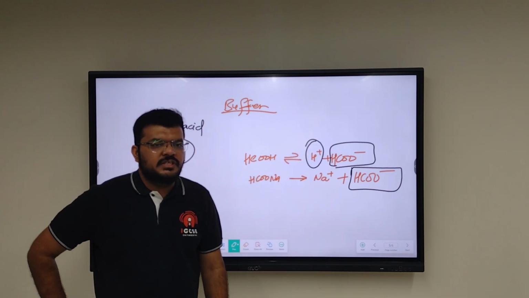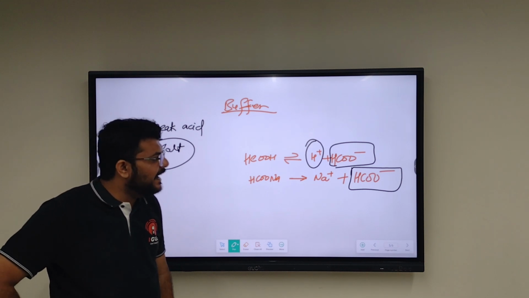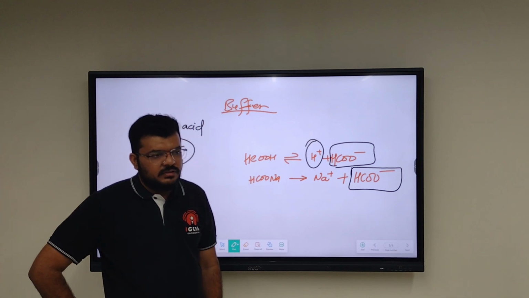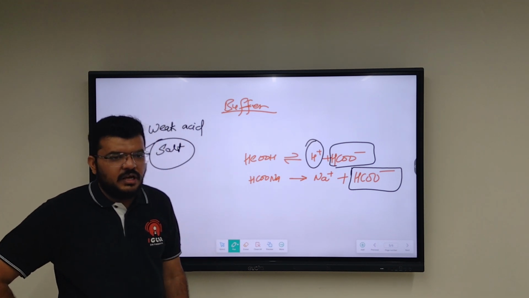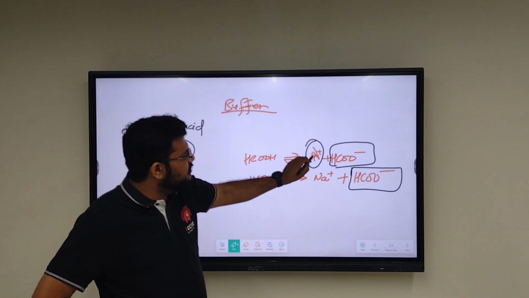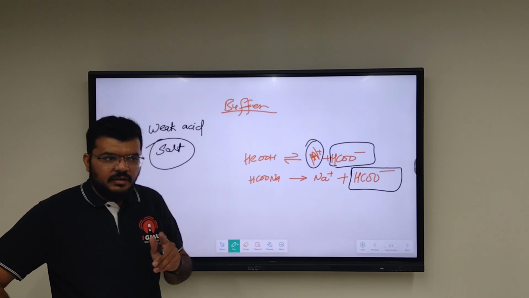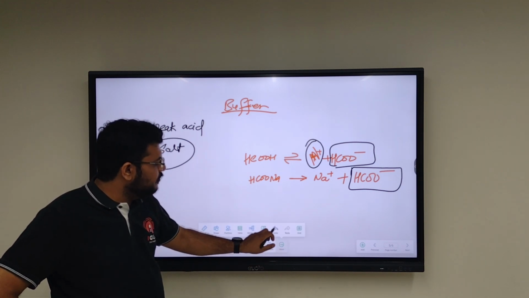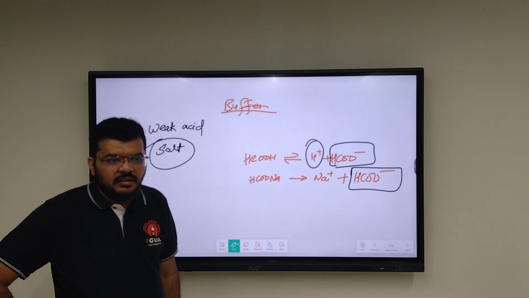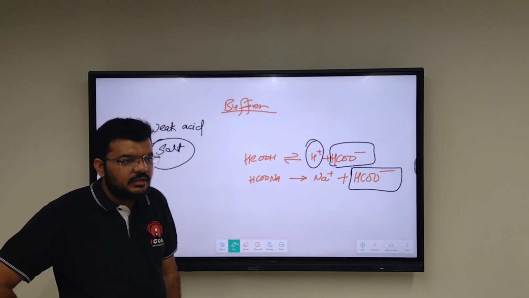H plus concentration will... you're adding more, it will reduce. This HCOO minus will increase and H plus concentration will reduce, right? What will happen from that? If the H plus concentration changes, if H plus is used up, the pH will increase. But here, because this is an equilibrium, the equilibrium will shift towards the right, and it will take care of all the OH minus that you added.